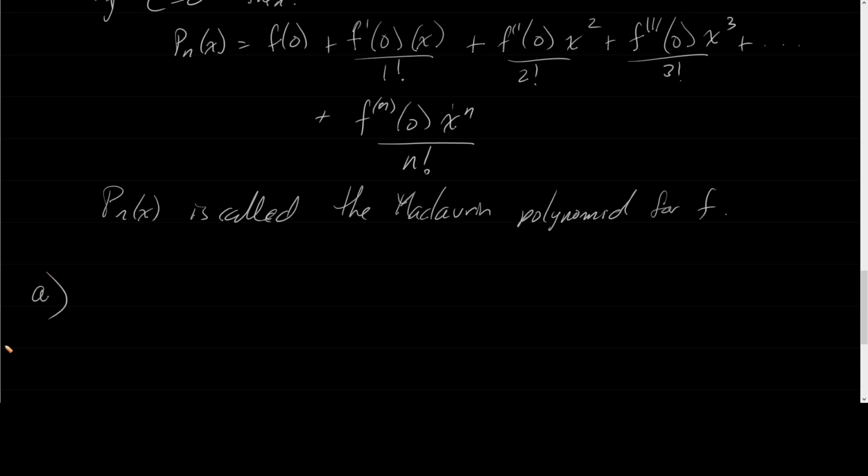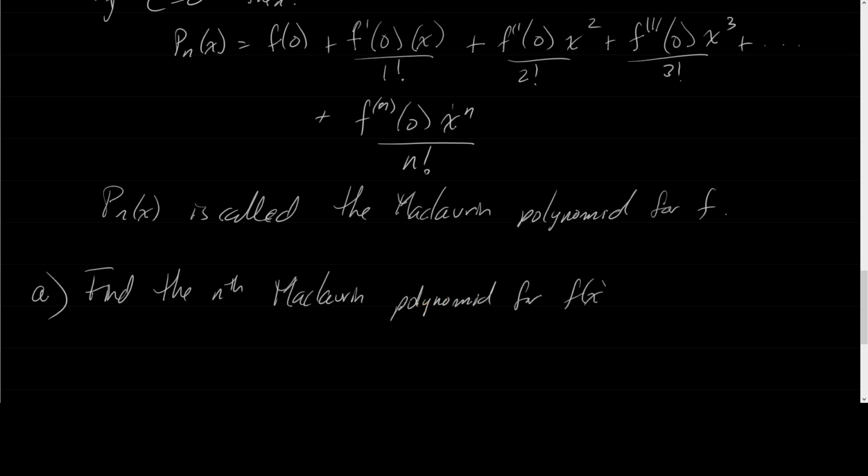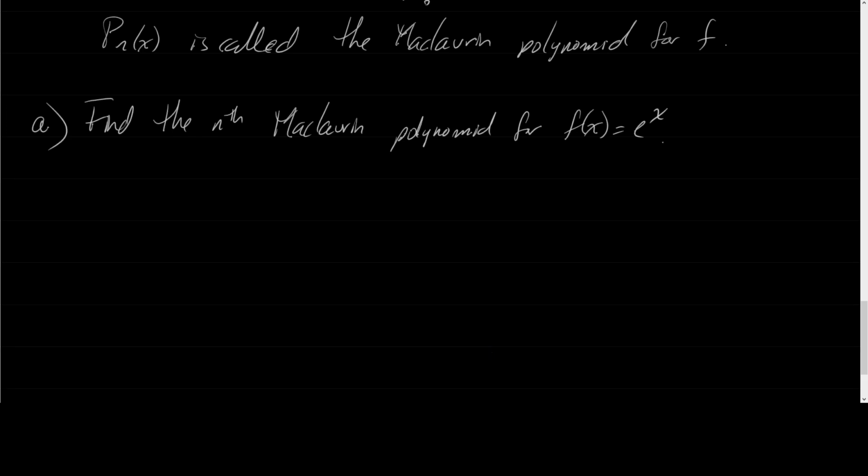So now, let's find one. Find the nth Maclaurin polynomial for f of x is equal to e to the x. Alright? Let's use the fourth. The fourth Maclaurin polynomial for f of x equals e to the x. Because we said it's a Maclaurin polynomial, what we're really saying is that our center is 0. So we have to keep that in mind.